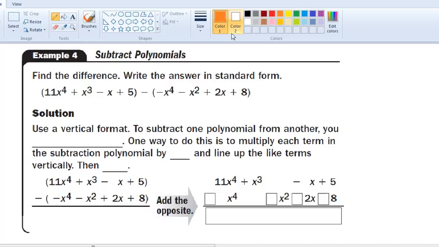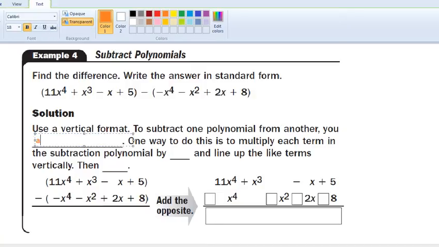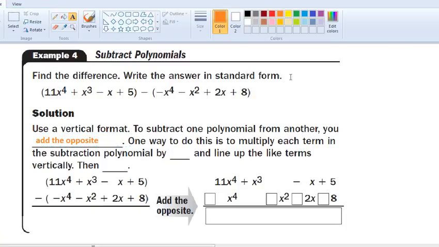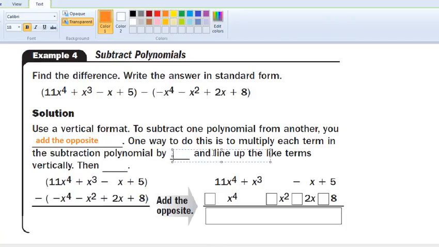So let's use a vertical format again, and what we're going to do is, as they said, to subtract, we're actually going to add the opposite. Something I'm sure you've heard before earlier in algebra. So one way to do this is to multiply each term in the subtraction polynomial. And by the way, that subtraction polynomial is this one right here. It's the second one. It's being subtracted. This one is the subtraction polynomial. And what we're going to do is multiply everything in the subtraction polynomial by -1.